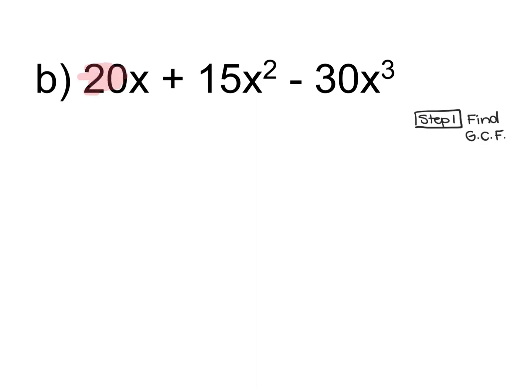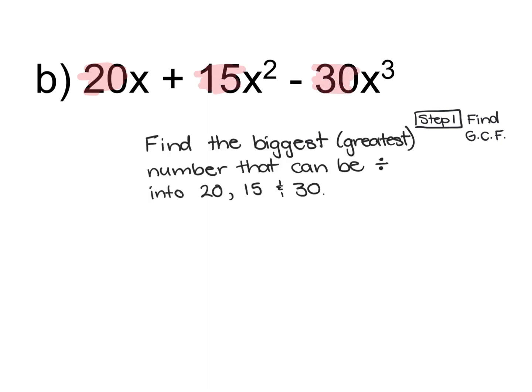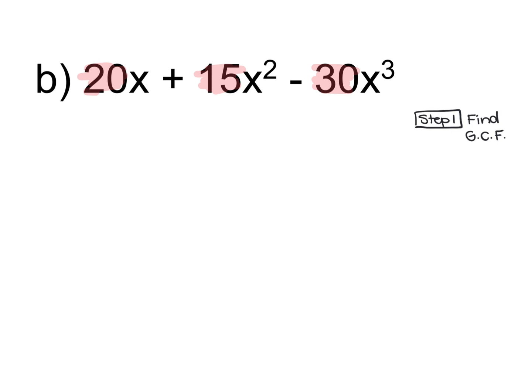We've got 20, we've got 15, and we've got 30. So let's find the biggest number that can be divided into 20, 15, and 30 without giving you a decimal. Let's see, what can be divided into 20, 15, and 30? That would be 5.